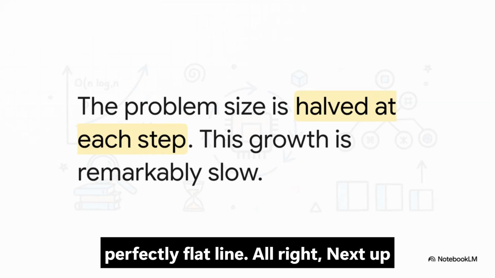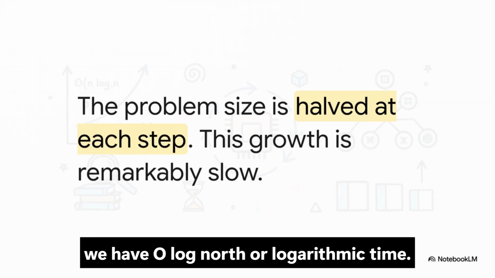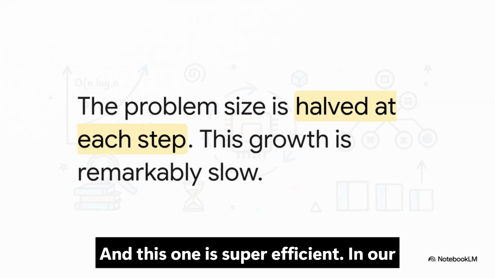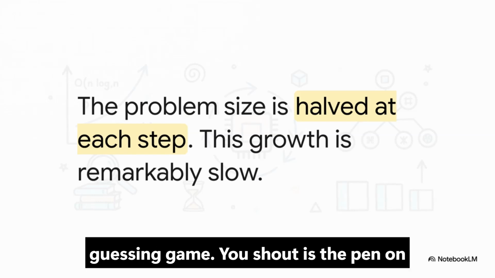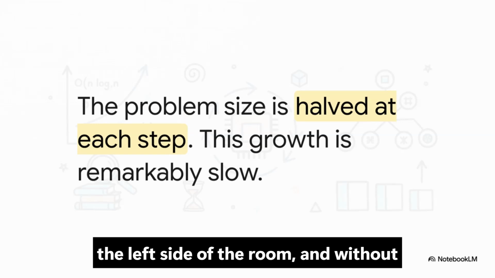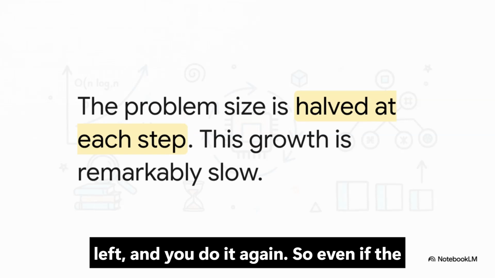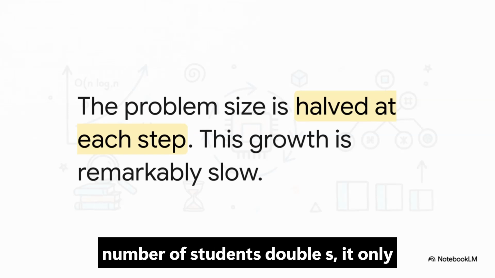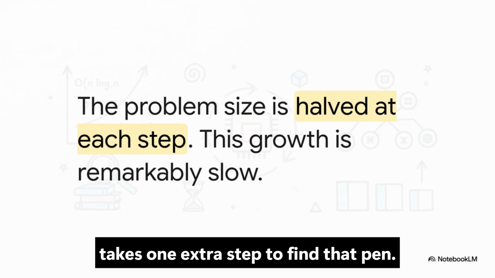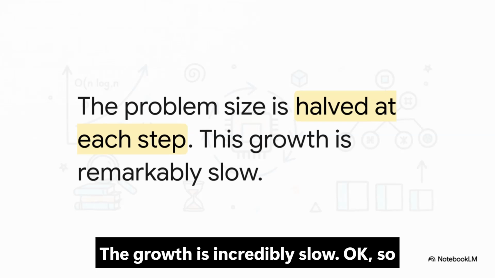All right, next up, we have O(log n), or logarithmic time. And this one is super efficient. In our classroom, this is like playing a guessing game. You shout, "Is the pen on the left side of the room?" And with that one question, you've just eliminated half the students. You take the group that's left and you do it again. So even if the number of students doubles, it only takes one extra step to find that pen. The growth is incredibly slow.